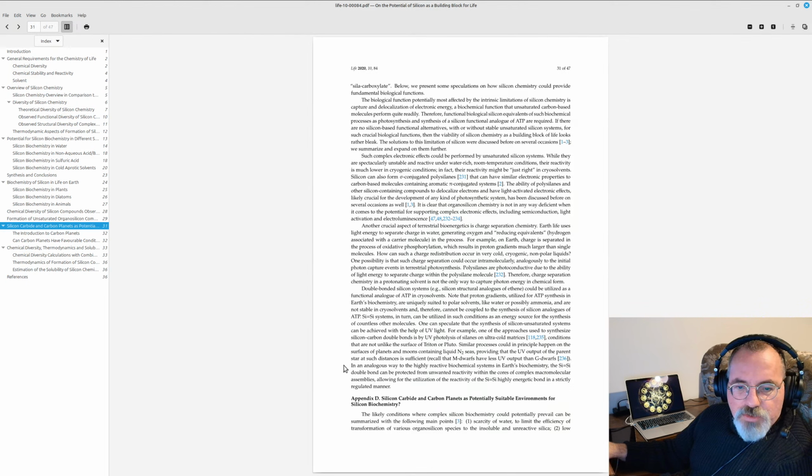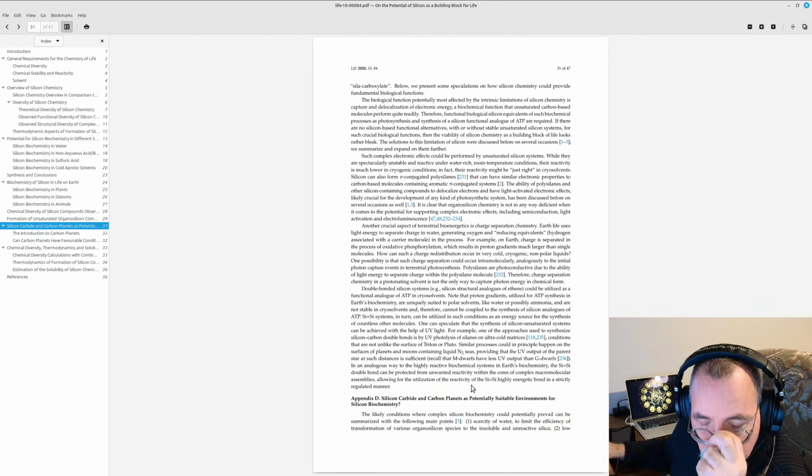In an analogous way to the highly reactive biochemical systems in Earth's biochemistry, the silicon-silicon double bond can be protected from unwanted reactivity within the cores of complex macromolecular assemblies, allowing for the utilization of the reactivity of the silicon double bond silicon highly energetic bond in a strictly regulated manner. That is double bond, isn't it?